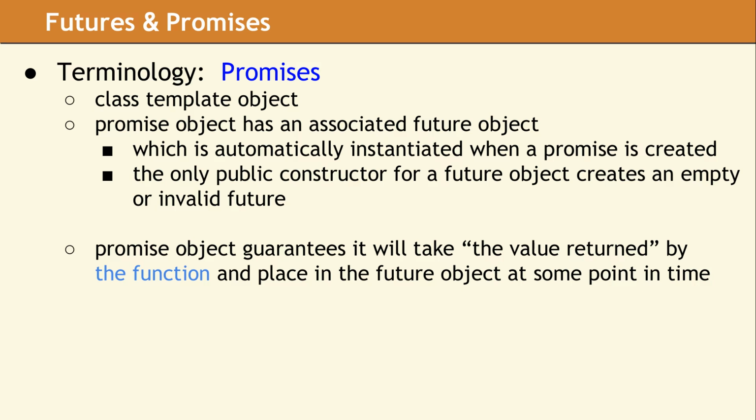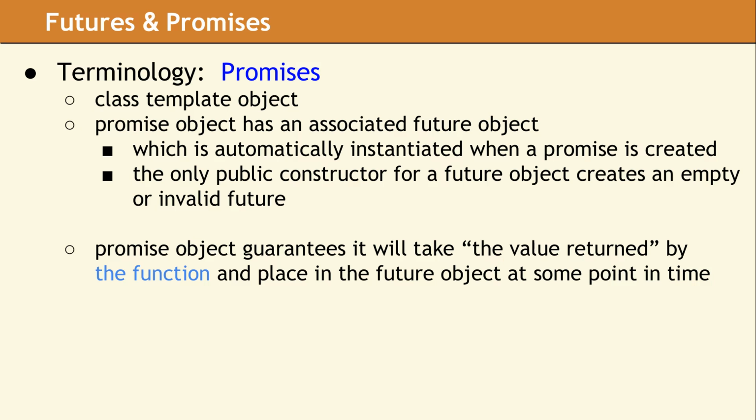This may seem a bit odd, but if you create or instantiate your own future object, it will always be invalid and it cannot be used for anything. There is no way to make this future valid. The only public constructor for a future creates an invalid empty future. To create a usable future, you first create a promise.